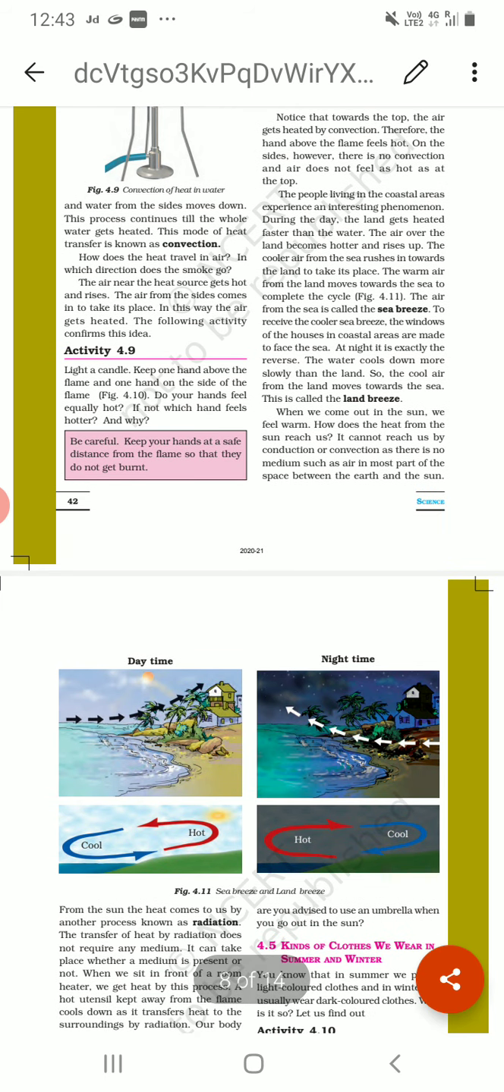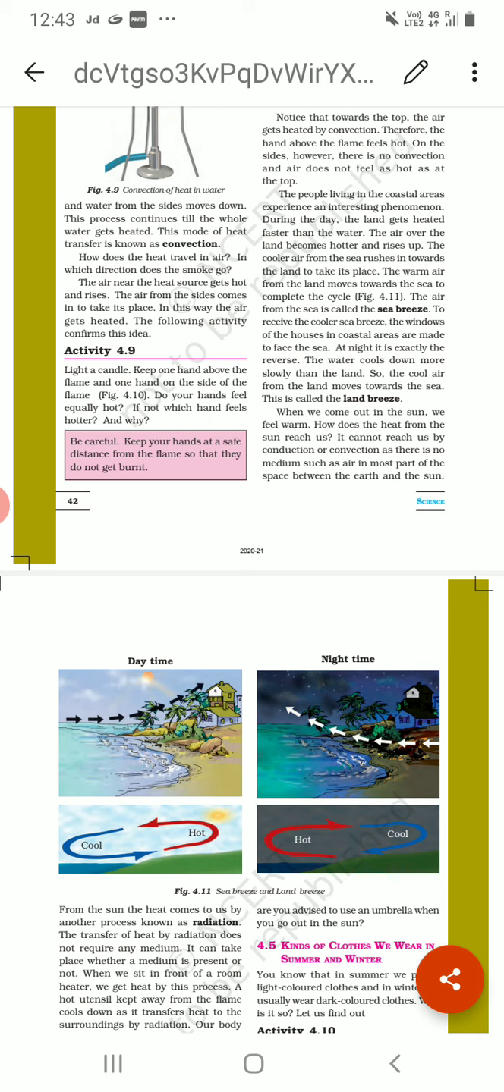At night, it is exactly the reverse. The water cools down more slowly than the land, so the cool air from the land moves towards the sea. This is called the land breeze. So, what is sea breeze and what is land breeze?